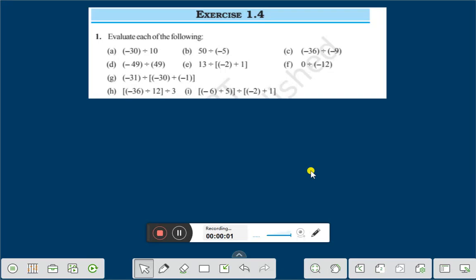Hello everyone. Today we shall discuss exercise 1.1 question number 1. Evaluate each of the following.